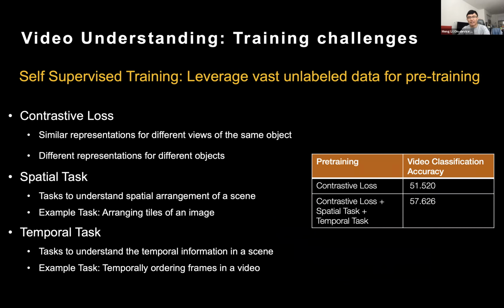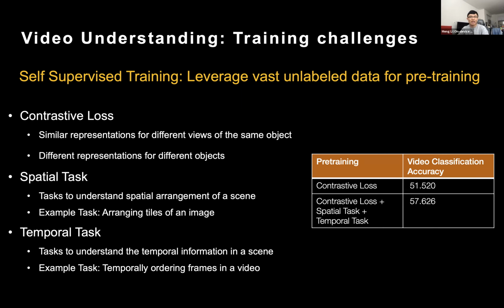The second technique we can leverage to mitigate the training challenge is self-supervised learning. The basic idea is to leverage vast unlabeled data to pre-train the backbone. Previously, a conventional self-supervised learning scheme used contrastive loss. Essentially, you train your backbone to extract similar representations for different views of the same object and different representations for different objects.